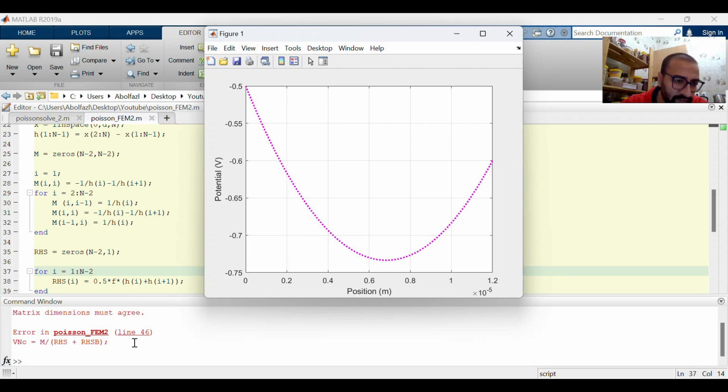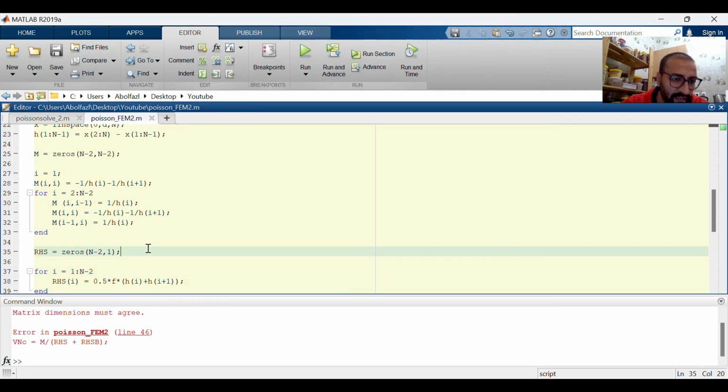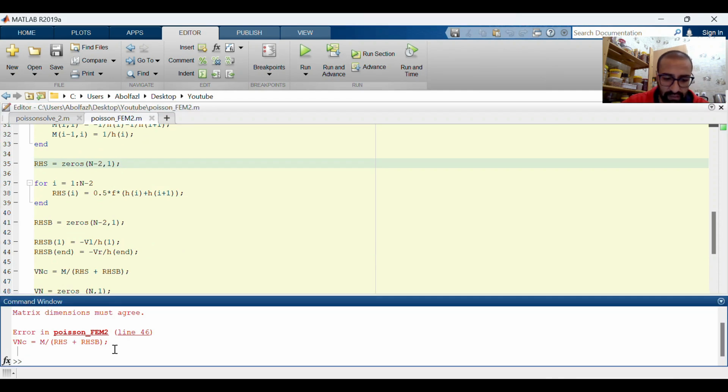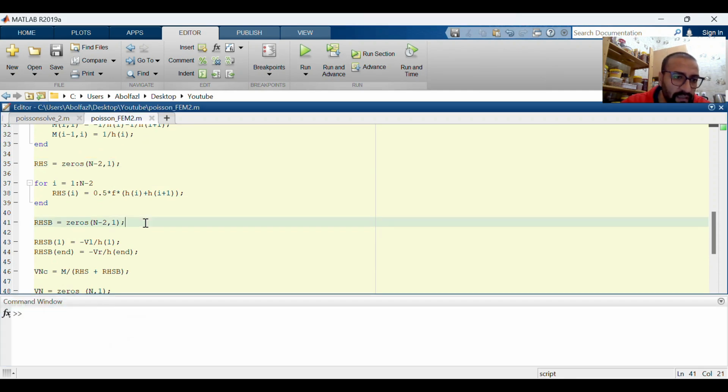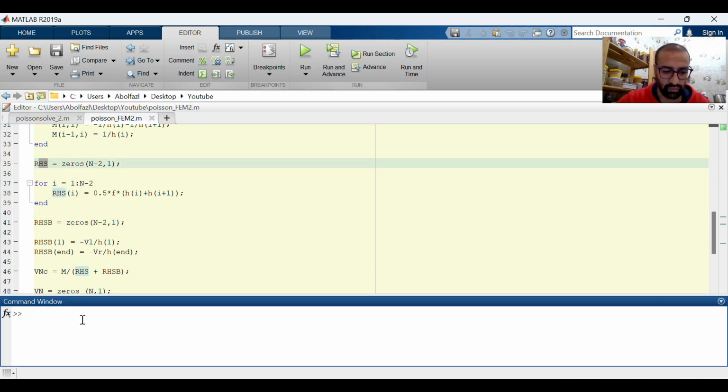Another error, we have the matrix dimension must agree. Why does it not agree? Okay, let me check CLC. Here right hand side size is this, right hand side is this. I want to control the size of matrix M.